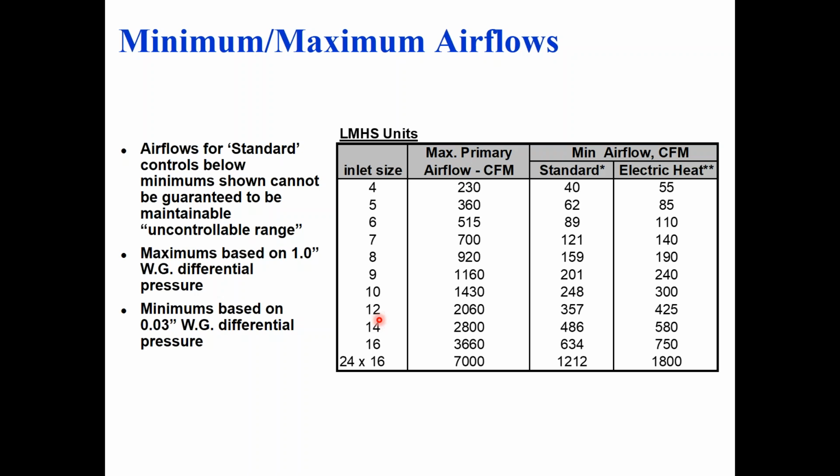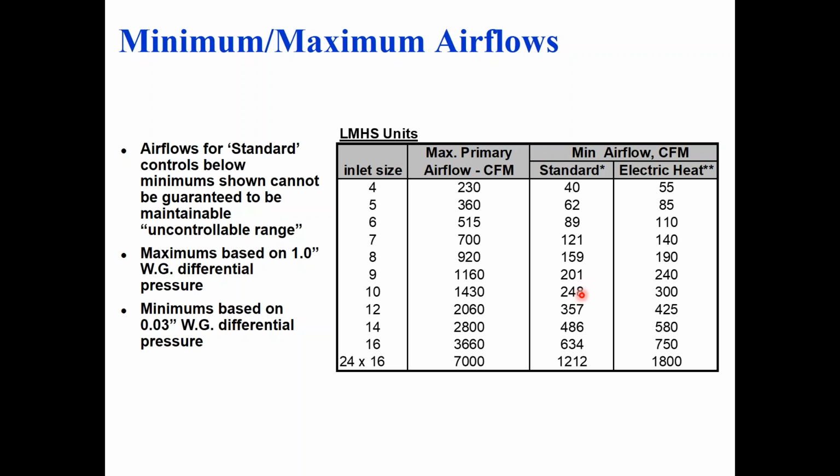But in any case, each one of these sizes can have a minimum or maximum CFM that they can handle. If you start getting above that, you're going to be really pressing your luck for both controllability and for sound reasons. So do not go above these maximums. There's also going to be a minimum for each box, as you can see here, 40, 62, 89. That means that how low can I go and still have good controllability?